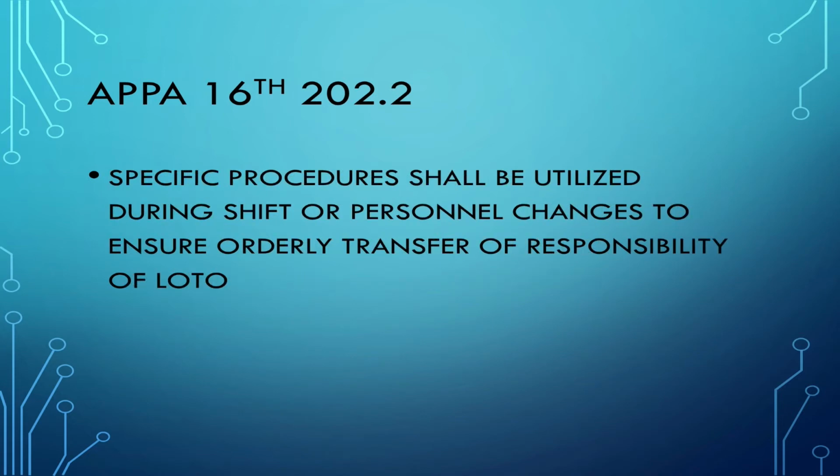Specific procedures shall be utilized during shift or personnel changes to ensure orderly transfer of responsibility of lockout tagout. The person that requests the tag from dispatch, or whatever your company procedures and policies are, the person that requests and signs that tag is the person responsible for that tag. May not be the most senior person, may not be the person with the most authority. Now, the person with the most authority can relieve that person of their responsibility for their tags, but it has to be in front of all people involved on the crew, in front of dispatch, or at least verbally over the radio. Whoever gets that tag is responsible for that tag until it's either transferred to another person under certain procedures or they relieve it themselves.